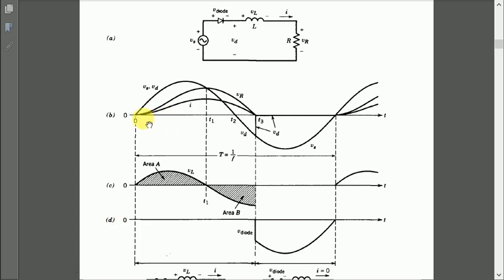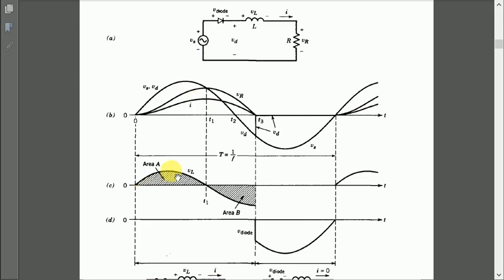After this point you can see the current gradually starts to rise, so the voltage across the resistive part of the load also starts to rise. But the sum of the voltage across the resistive part and the inductive part will always be equal to the total voltage across the load, and that is in fact equal to the total voltage being provided by the source during this positive half cycle.